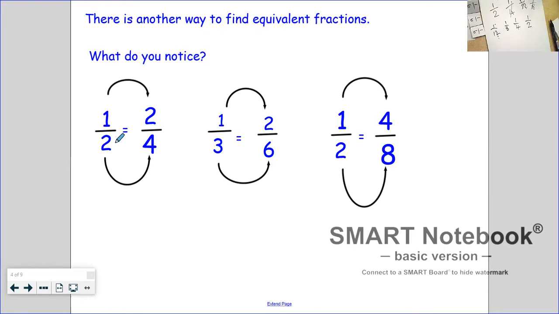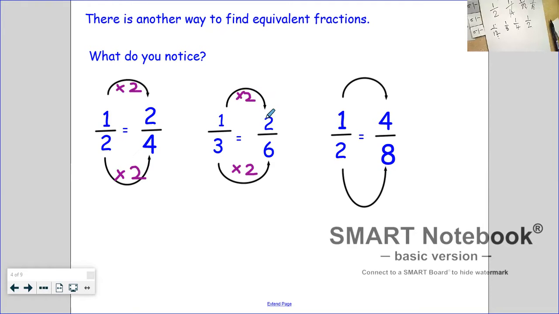So let's have a look. 2 times what equals 4? Times by 2. And remember, whatever we do to the bottom, we must do to the top. So look, 2 times 2 is 4, 1 times 2 is 2. What's happening here? 3 times what is 6? 3 times 2. Good. And whatever we do to the bottom, we must do to the top.